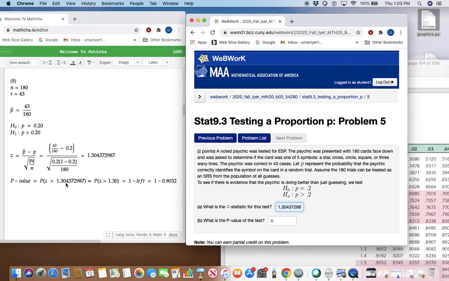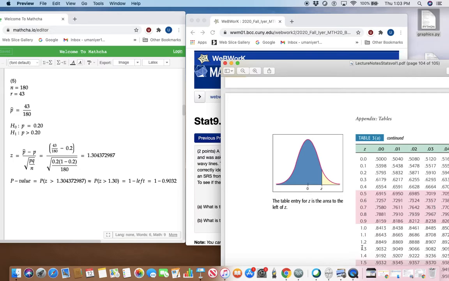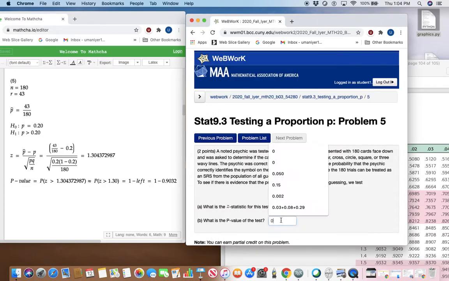Don't forget to approximate it. So after the 0 is a 4, so I leave it at 1.30. Right tail, so right area is the same as 1 minus left area, and using your table, 1.30 is 0.9032. So 1 minus 0.9032.